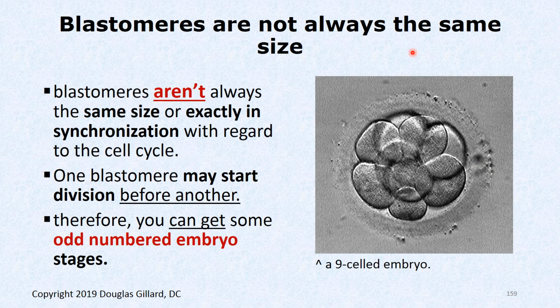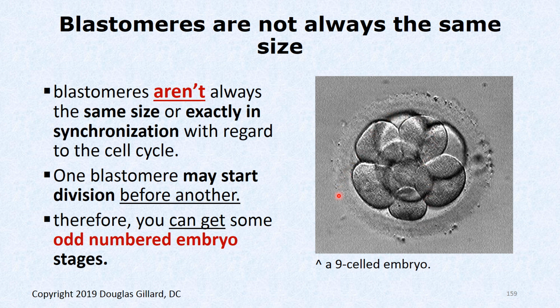Right? Blastomeres are everything I said. They're getting bigger at first. They're not always in sync either. It doesn't divide perfectly. Like here's an example of a 9-cell embryo. So one of the blastomeres divided a little quicker than the other one. That's fine, and that's the way it goes.